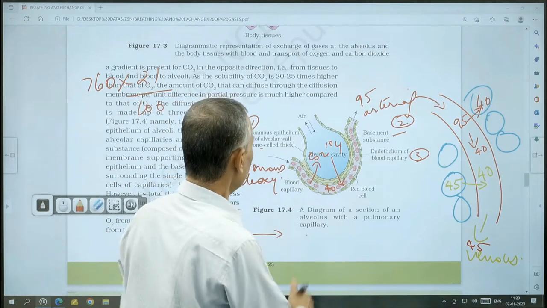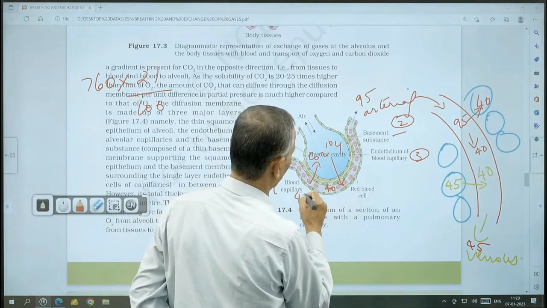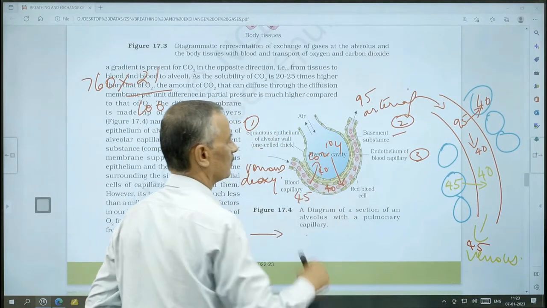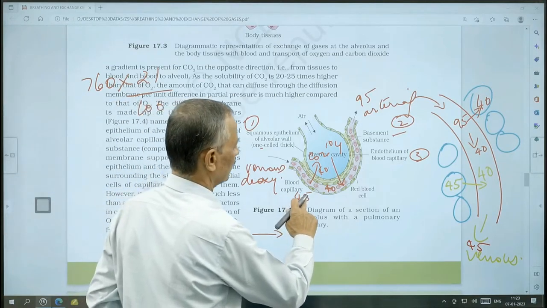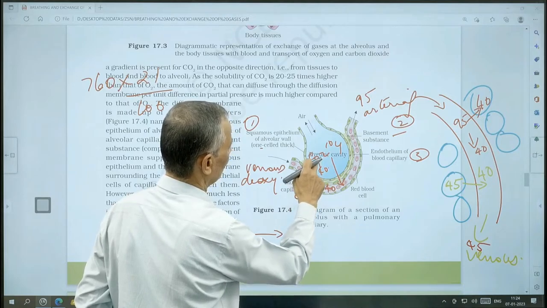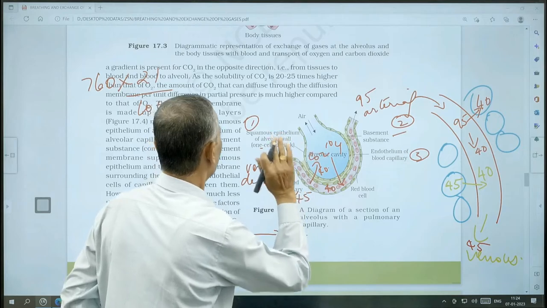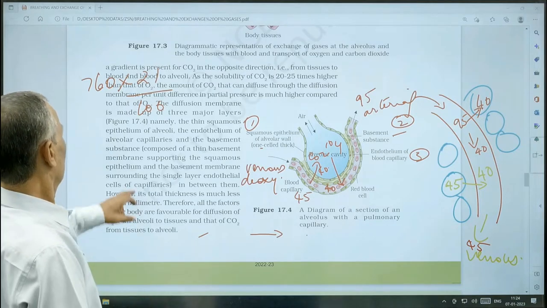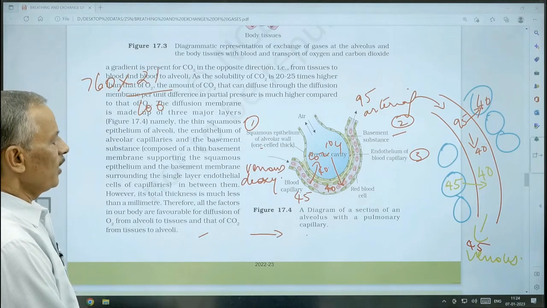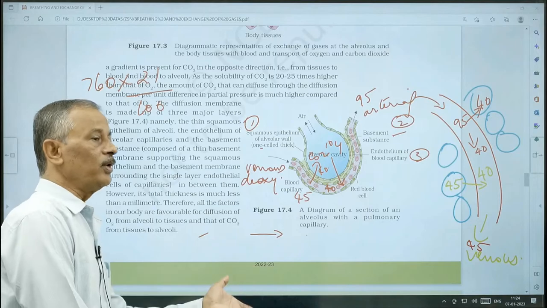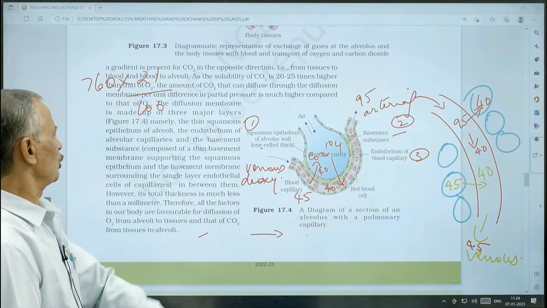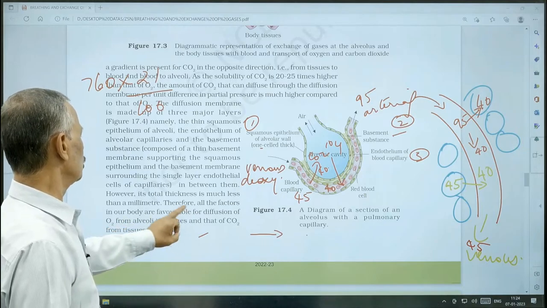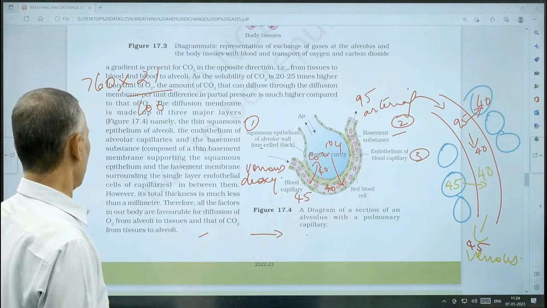It is that venous blood that is reaching the alveoli. In the alveoli, see, carbon dioxide is present in the venous blood at 45. What is the partial pressure of carbon dioxide in the alveoli? Just 40. So there's a gradient difference: in venous blood 45, inside the alveoli 40. Because of that gradient, the gas diffuses. So we have conditions which always favor the diffusion of gases between alveoli and blood and from blood to tissues. All factors in the body are favorable for the diffusion of oxygen from alveoli to tissues and of carbon dioxide from tissues to alveoli.